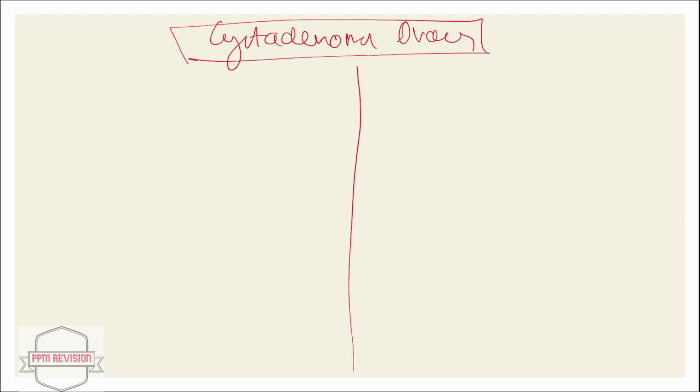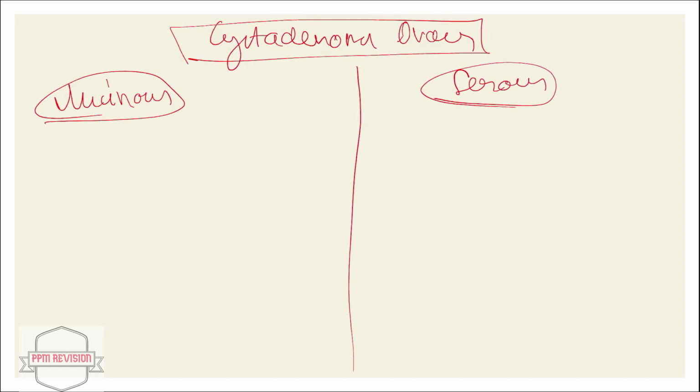So now we are back, and we'll be looking at the cystadenoma of the ovary. This is the topic we'll be discussing, and in cystadenoma of the ovary there are two types: mucinous as well as serous.